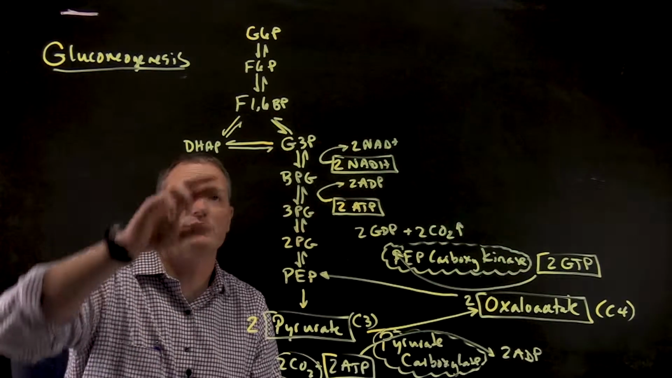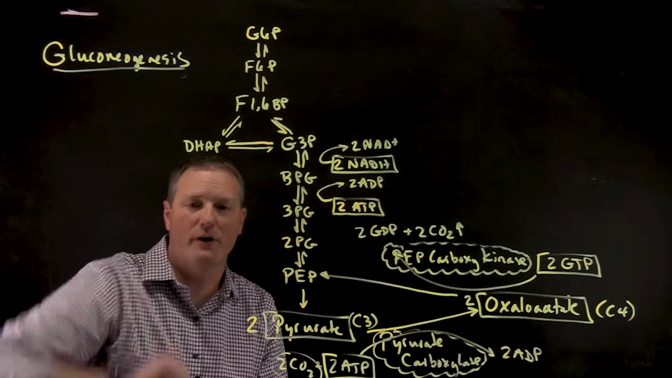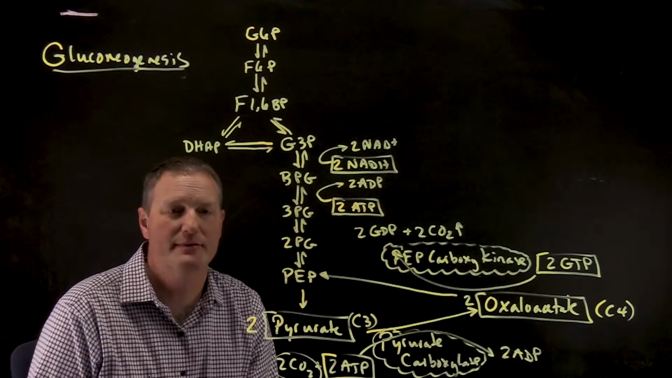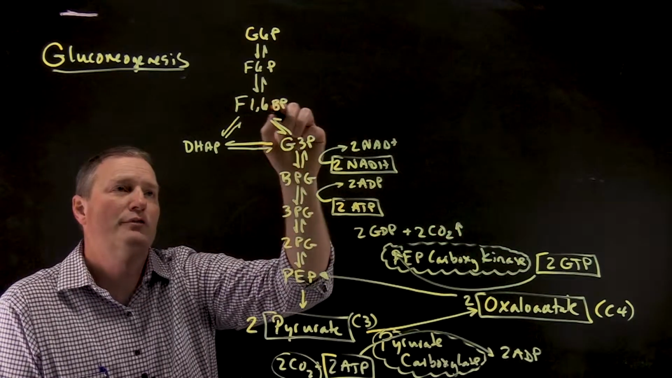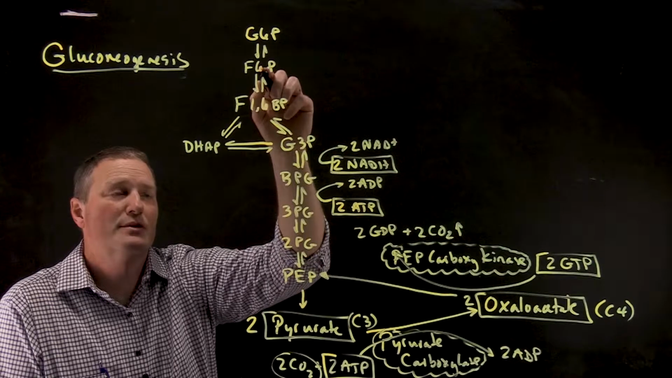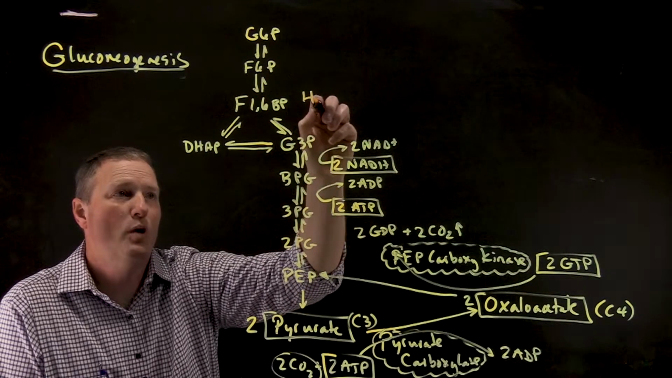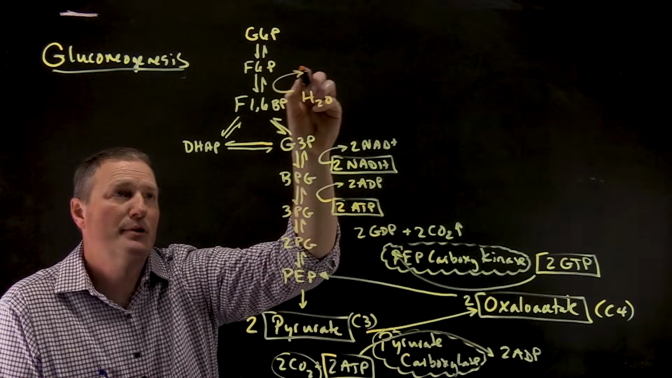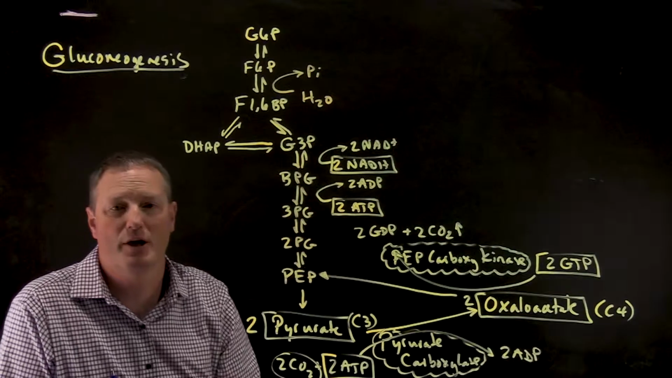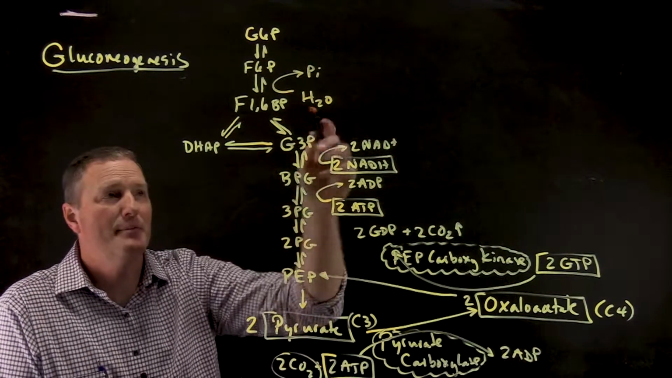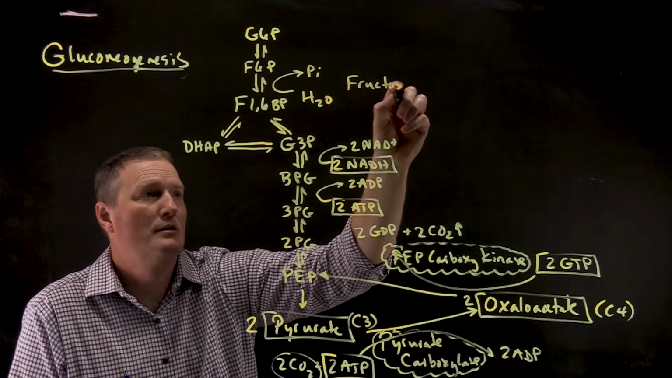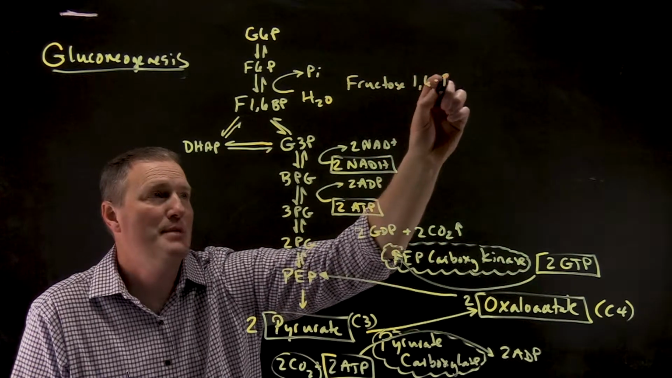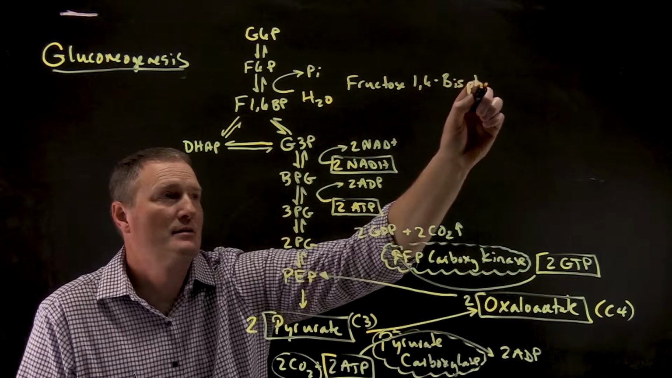Lastly, there are these 2 steps up here that are going to involve phosphatase enzymes, and these are going to be different than the glycolysis enzymes. So right here, the conversion of fructose 1,6-bisphosphate to fructose 6-phosphate will involve the use of water to simply liberate an inorganic phosphate, which we just call Pi. And the name of that enzyme is fructose 1,6-bisphosphatase.